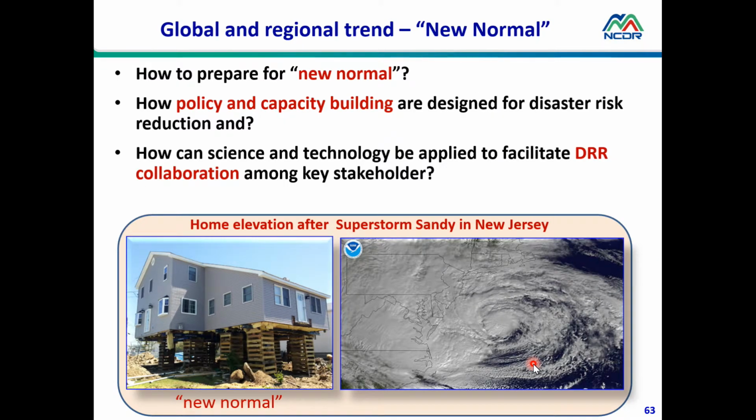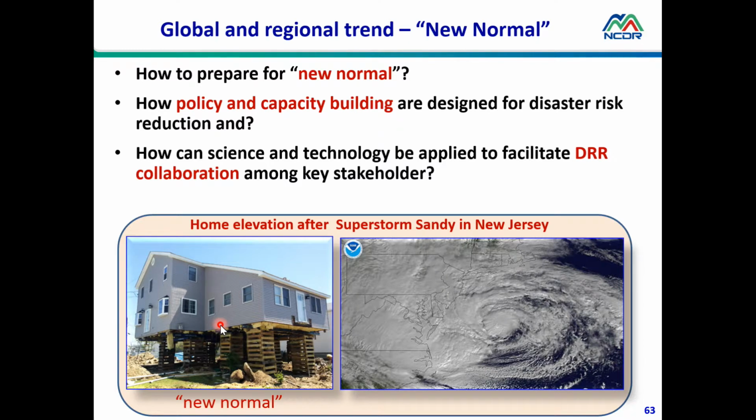And the last part is about smart response. Right now, we should consider the new normal. So, how do we prepare for a new normal? How can policy and capacity building be designed for disaster risk reduction? And how can science and technology be applied to facilitate DRR collaboration among all key stakeholders? So this is the new normal.